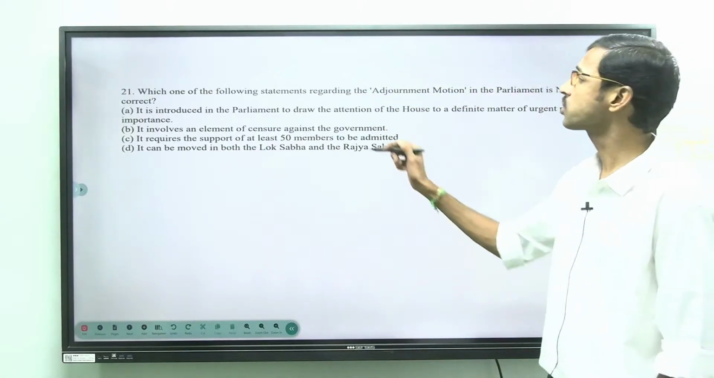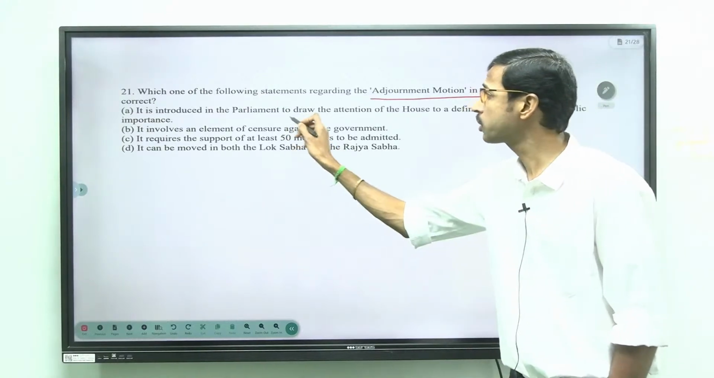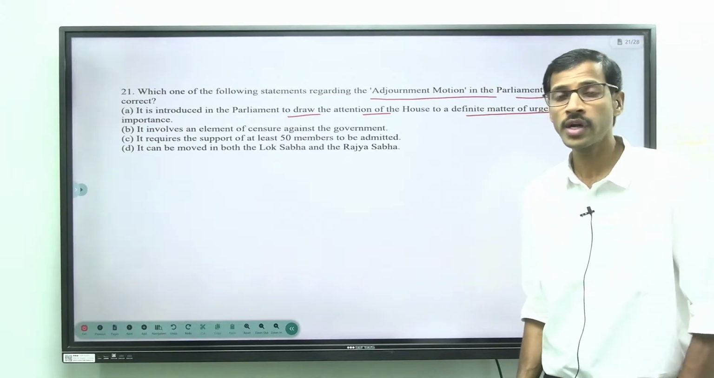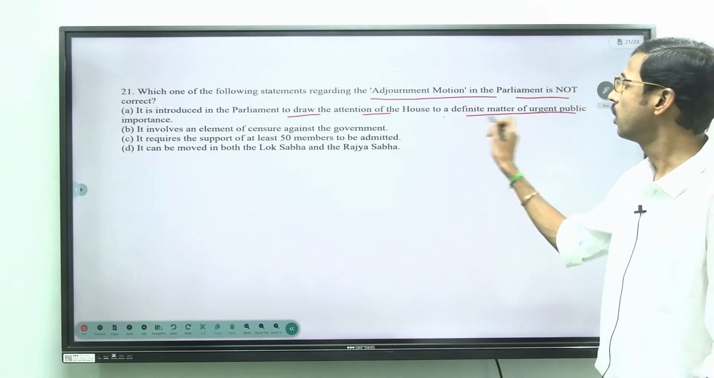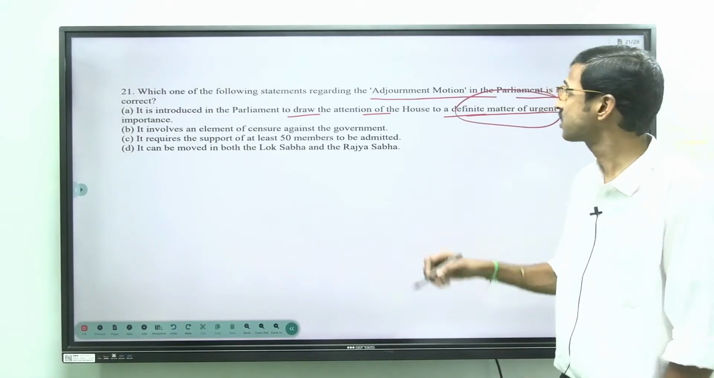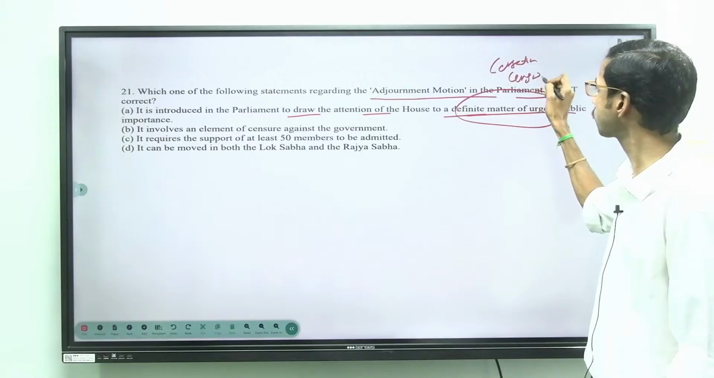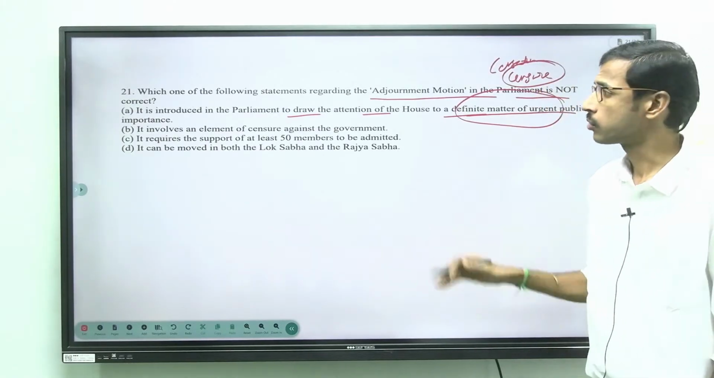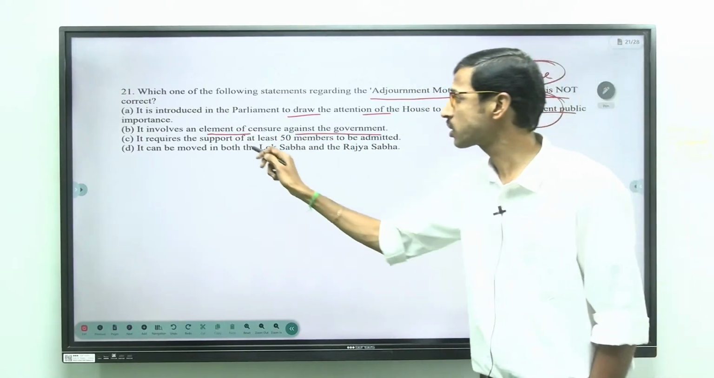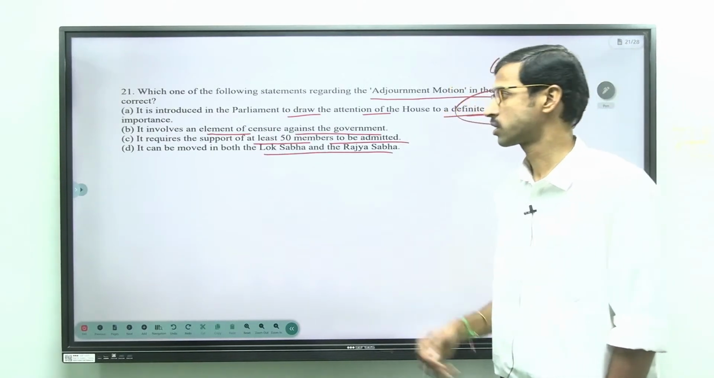Which one of the following statements regarding the adjournment motion in the Parliament is not correct? It is introduced in the Parliament to draw the attention of the House to a definite matter of urgent public importance, right? So it is correct. It is some sort of cessation, or censure we can say, stopping the particular motion, right? So it involves an element of censure against the government. It requires the support of at least 50 members to be admitted. It can be moved in both Lok Sabha and Rajya Sabha, right?